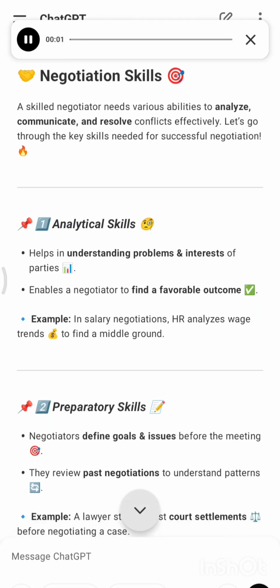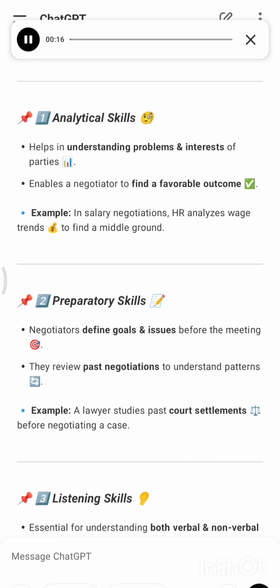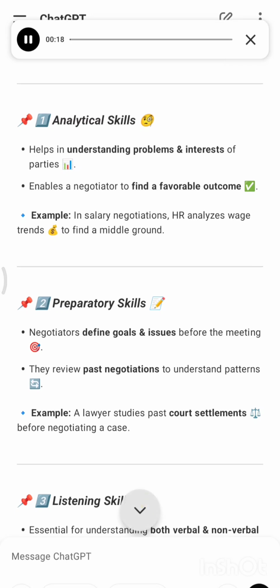Negotiation skills. A skilled negotiator needs various abilities to analyze, communicate, and resolve conflicts effectively. Let's go through the key skills needed for successful negotiation. 1. Analytical skills. Helps in understanding problems and interests of parties. Enables a negotiator to find a favorable outcome. Example: in salary negotiations, HR analyzes wage trends to find a middle ground.